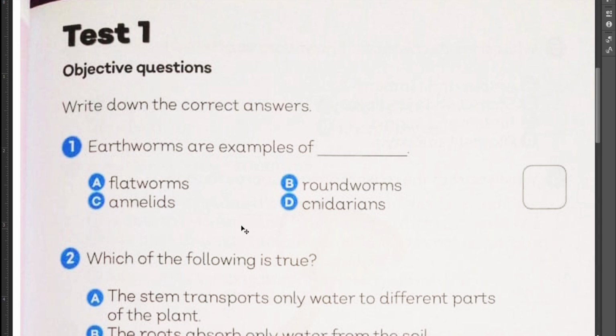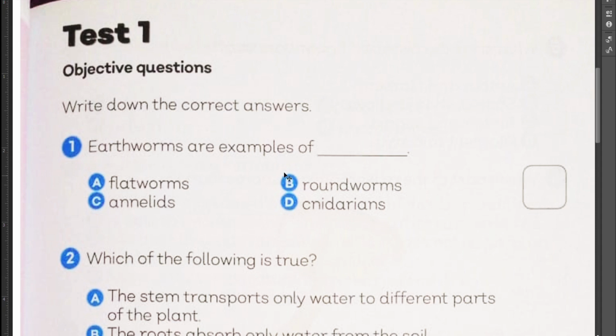Let us begin your activity for today, guys. Please get your Inside Out workbook for science and open it on page 19. All right, let's begin our activity by Test 1, page 19, objective questions. Now you're going to write down the correct answers. So you're going to write down the letter of the correct answer inside this box, okay?